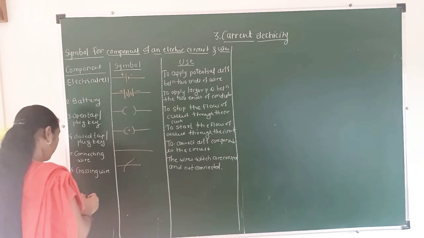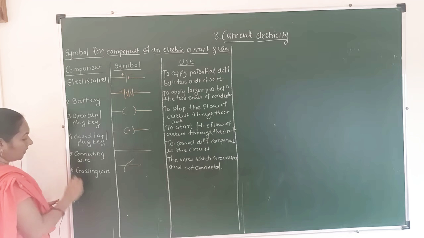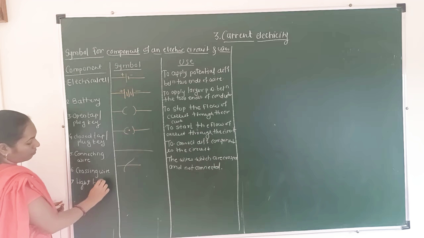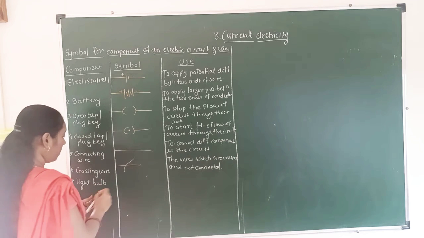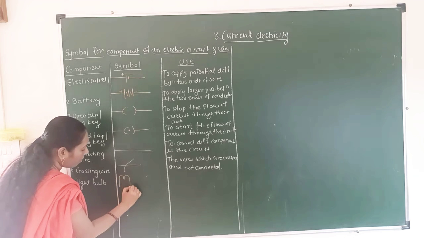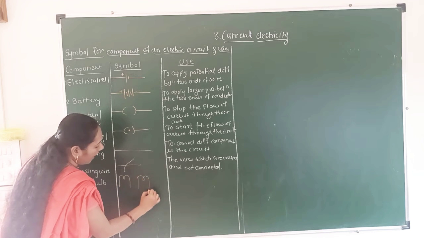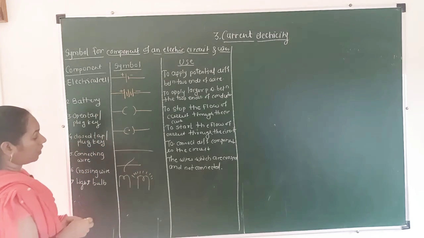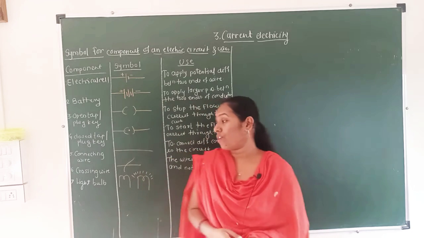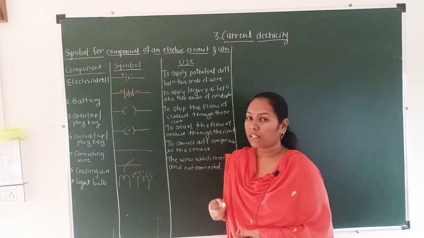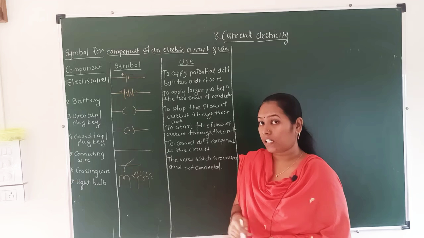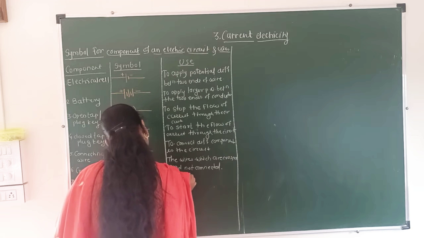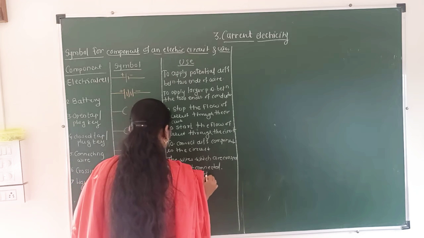After that, the seventh is the light bulb. The symbol for a light bulb is of two types. The first symbol is like this, and another one is like this. First of all, we are going to discuss the use of a light bulb. The use of a light bulb is to test the flow of electricity in the circuit.